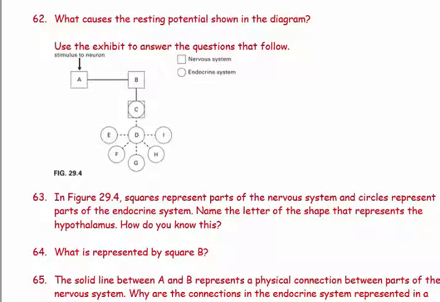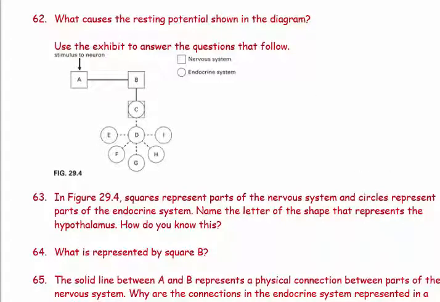Name the letter of the shape that represents the hypothalamus. What do you think? The hypothalamus is C. Here it is. The hypothalamus is shown as a circle and a square because part of it works as the nervous system and part of it works as an endocrine system. The solid line, what is represented by square B? Of course, what's represented by square B is the central nervous system.